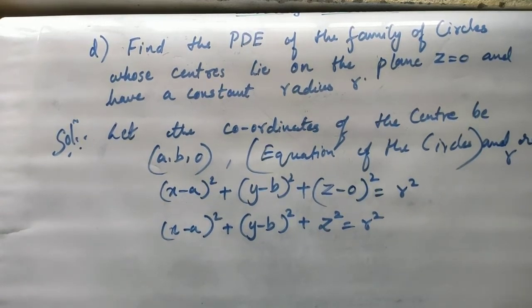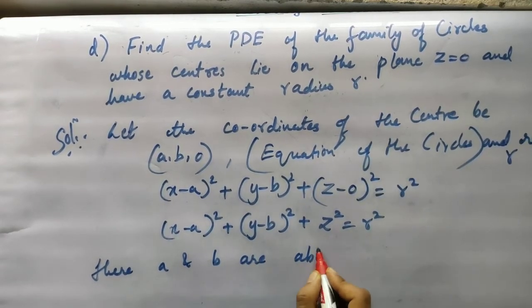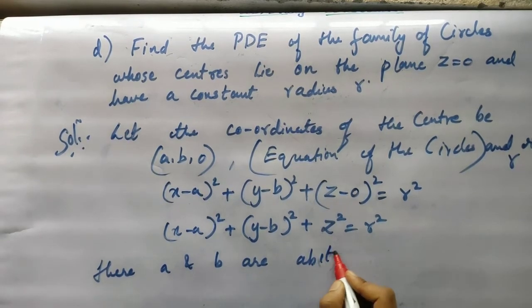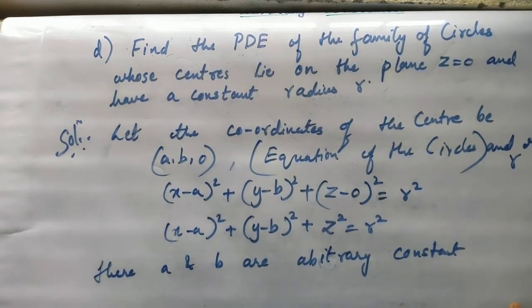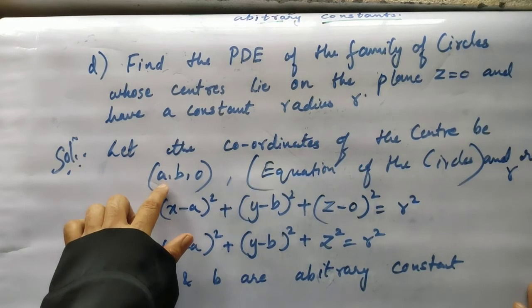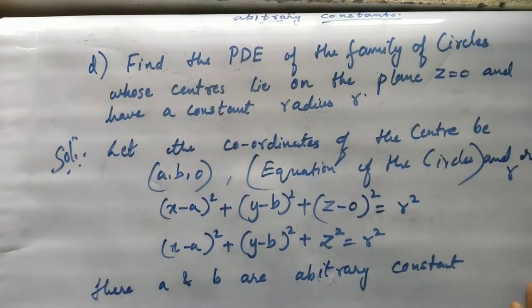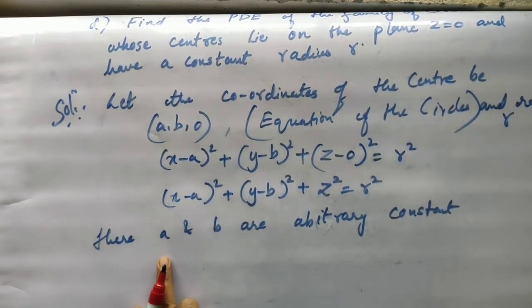Okay. Here a and b are arbitrary constants, because if you change the constants a and b, meaning the coordinates a and b, you will get different circles. Since we have a constant radius, the radius will be the same, but if the center is changed, you will get different circles of the same radius on the xy plane. So we can easily say that a and b are the arbitrary constants for us. So we have to only eliminate the constants a and b to frame our PDE.